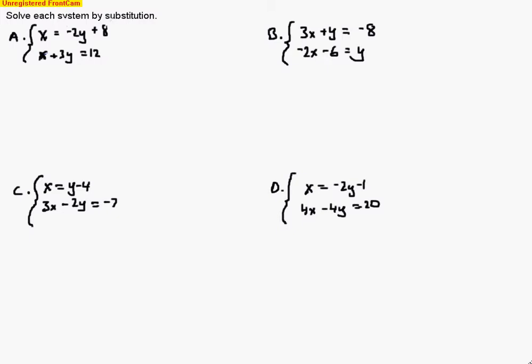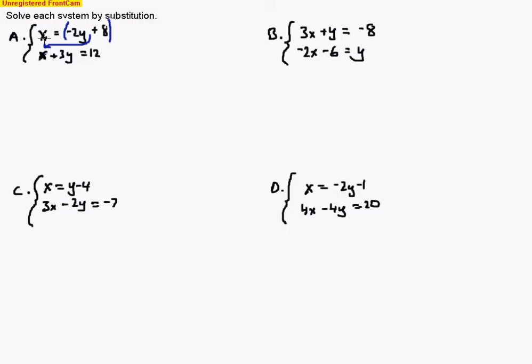Today we're going to be solving some systems of equations by substitution. So let's try this. Here we've got x by itself. So what we're going to want to do is take this expression here, negative 2y plus 8, and put it in place of the x in the other equation. What that does for us is it eliminates two unknowns and only gives us an equation with one.